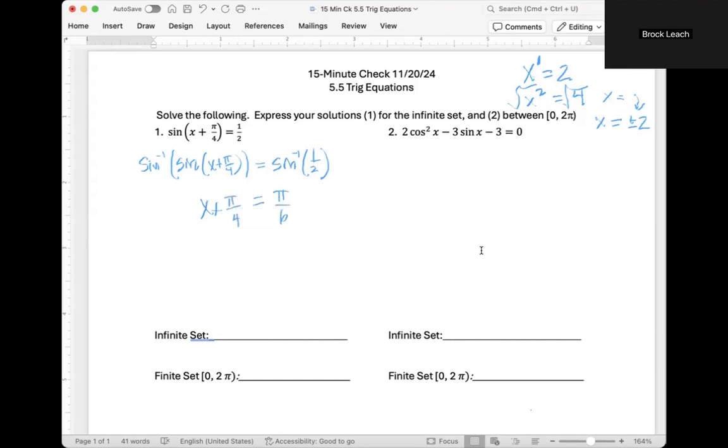Now we also need to take into consideration the other thing. Whenever we take the arc sine, we're limited on the range, right? Because the function arc sine only gives us the positive values in the first quadrant. But there's another angle that also produces that, and that is the angle in the second quadrant. So what is the other angle that gives us pi over 6?